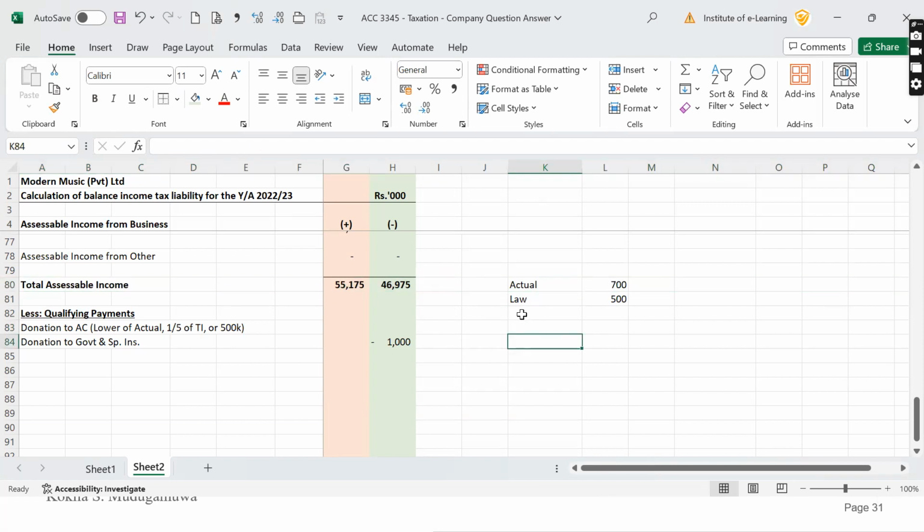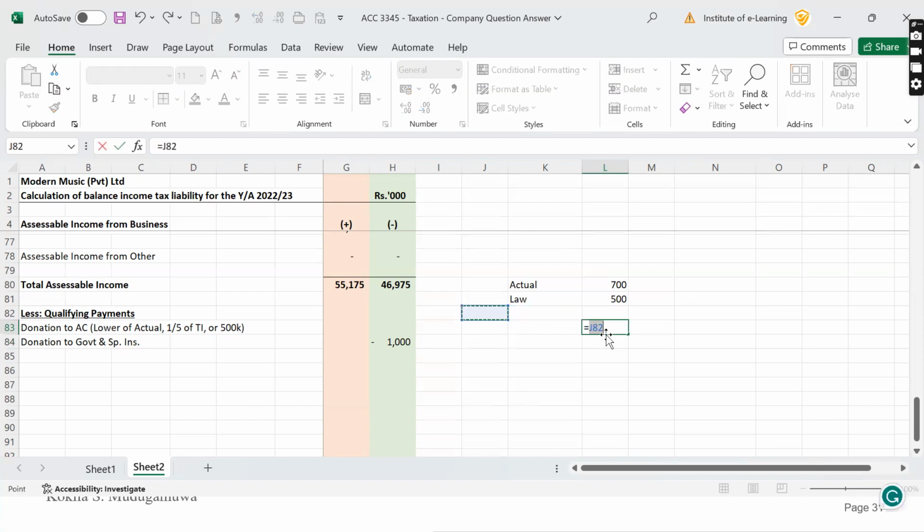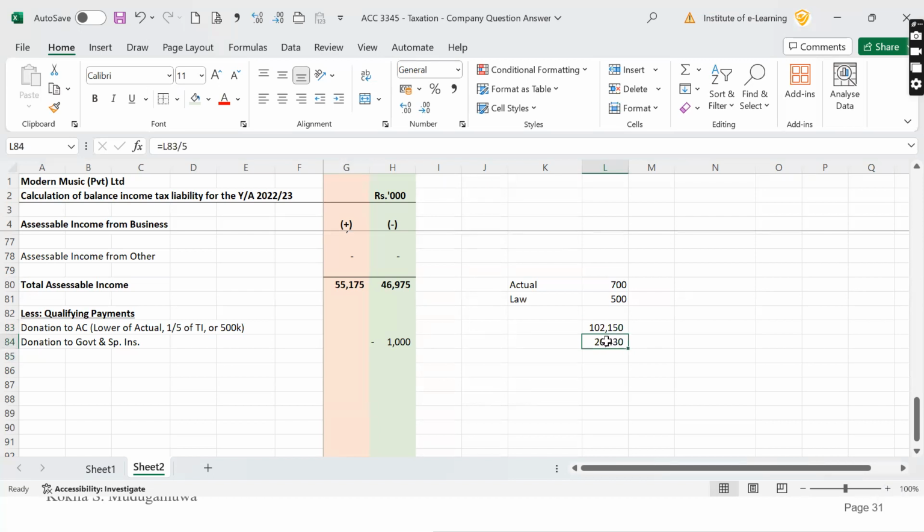One fifth of the taxable income is anyway a big amount. Let's look at the one fifth of these two. If you take these two and just take one fifth, it is a significant amount, 20 million, right? Even in the exam, no need to work out the one fifth. If you can just write it down, that's fine. You will get the full mark, right? Anyway, you have to consider the actual donation and the 500,000 as per the law.